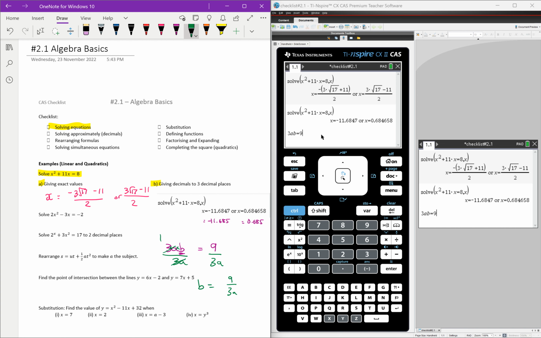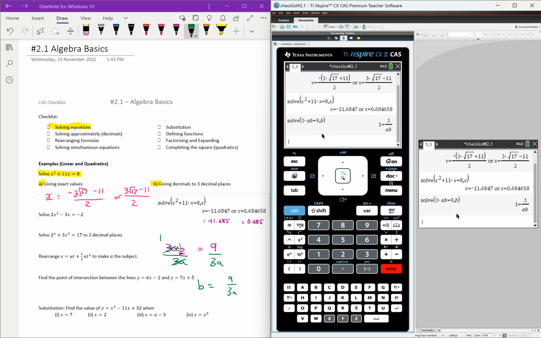But you see, what happens if I actually do this now? If I actually didn't put the times symbol in between, and I said, I want you to go menu 3, 1, solve for 3ab equals 9, and I tell it to solve for b, watch what happens. You can see how it can't isolate the b, because it thinks a and b is one value. But we know the answer should be 1 over a, or 9 over 3a, right?